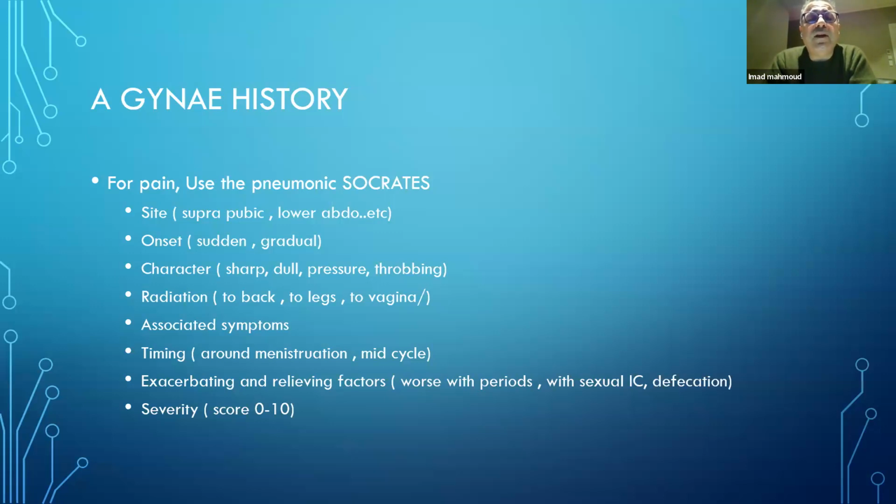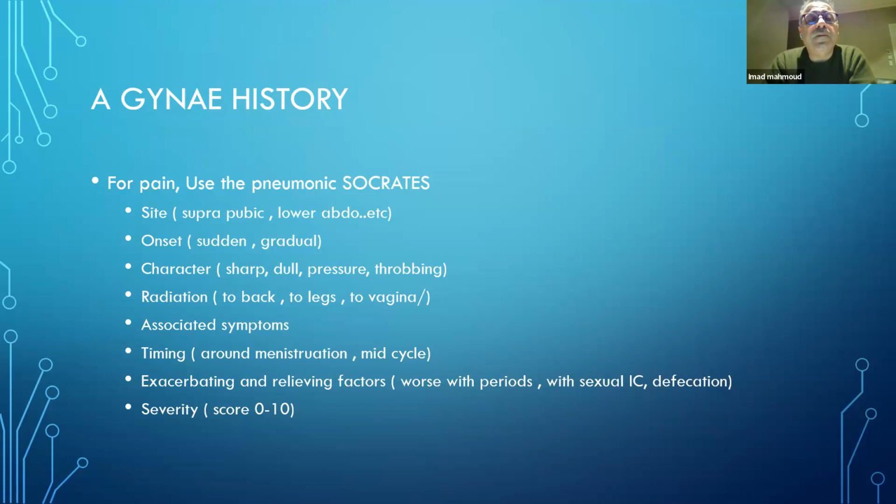The character of the pain, is it sharp? Is it dull? Is it pressure? Is it throbbing? And is it radiating to the back, to the leg, to the vagina? So you need to ask all these questions. Associated symptoms. Is the pain associated with nausea? Is it associated with fainting? Is it associated with fever? Is it associated with anything else? You can ask.